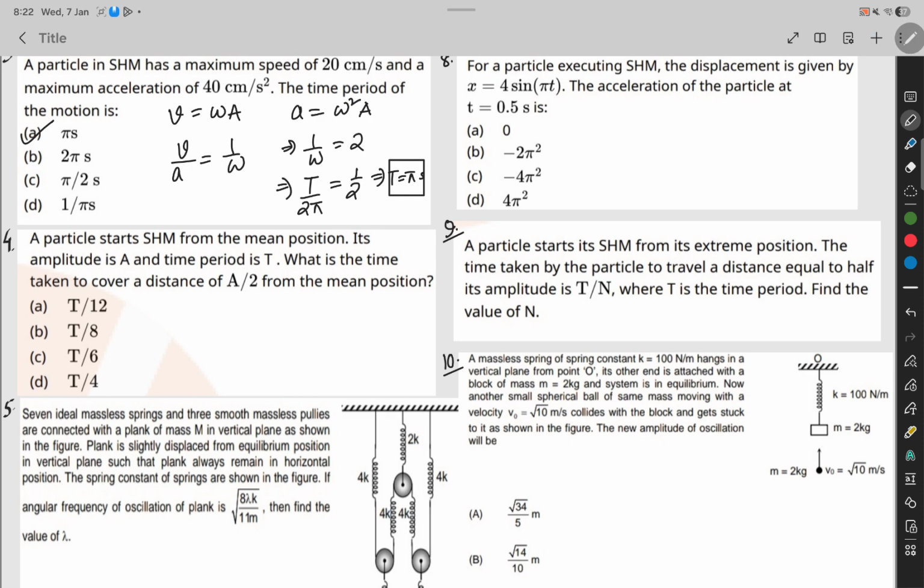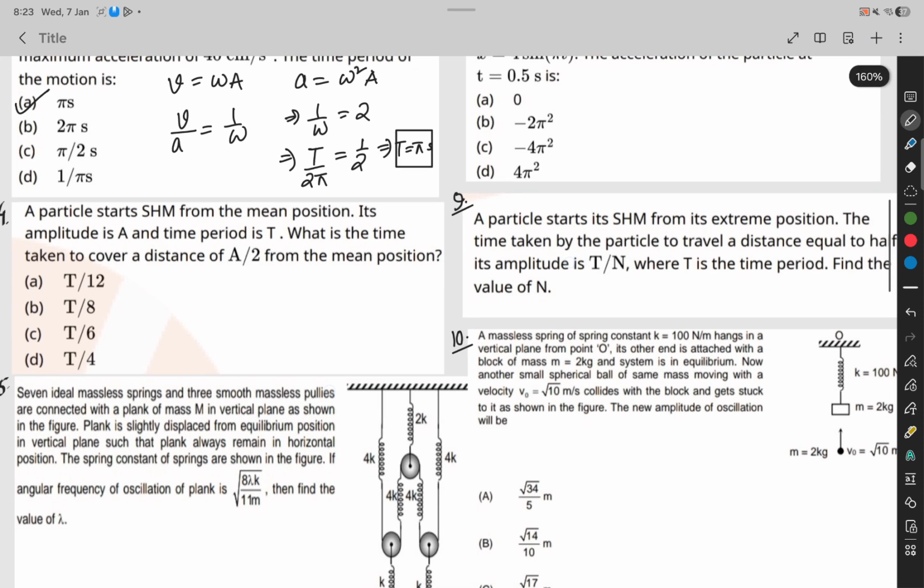Now for the next question, a particle starts SHM from the mean position. Its amplitude is A and time period is T. What is the time taken to cover a distance of A by 2 from the mean position? This is quite easy, as we did in our SHM lecture. So this is 0, this is A by 2 from the mean position. So x is equal to, you may write A sine theta, as it is starting from the mean position, so the function will be sinusoidal. If it would have started from the extreme position, then we might write A cos theta.